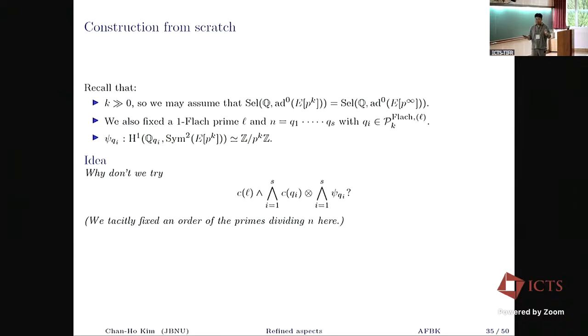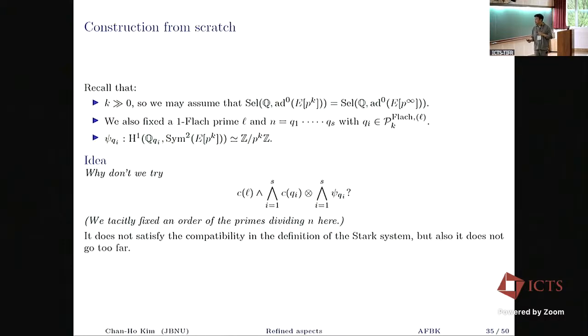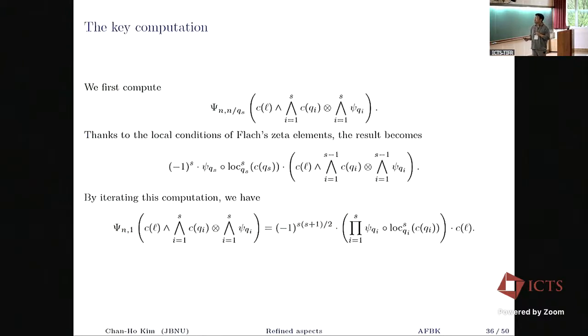Okay, I just play with this. And of course, it does not satisfy the compatibility relation in the definition of a Stark system. But fortunately, it does not go too far. So I just compute the image under these transition maps. Then, thanks to the local condition of the Flach zeta elements, I only have the constant term, and the rest remains almost the same. And by iterating this computation, I just recover CL, and a bunch of constants are here.